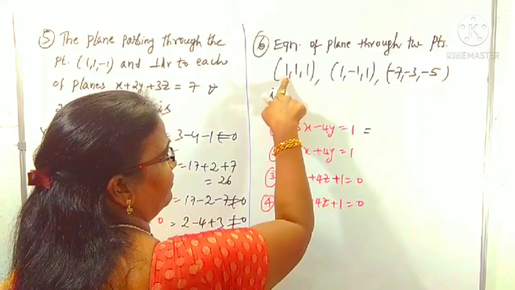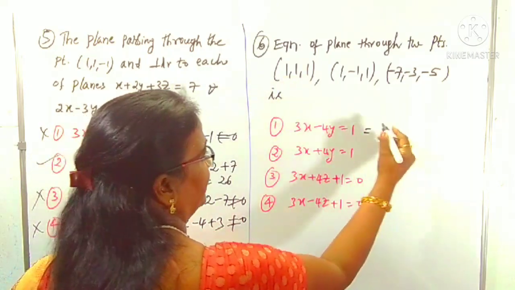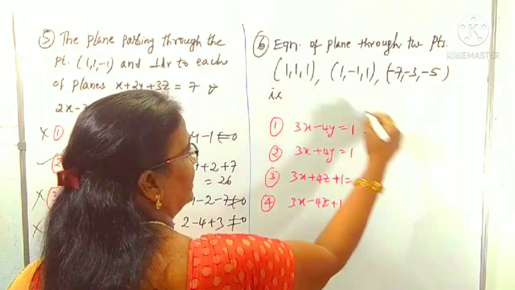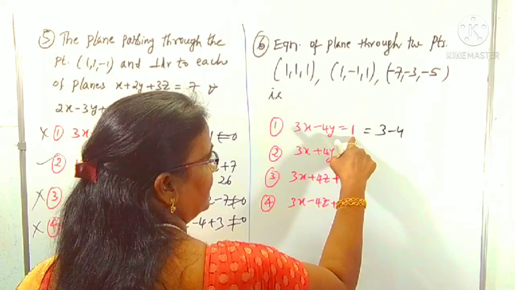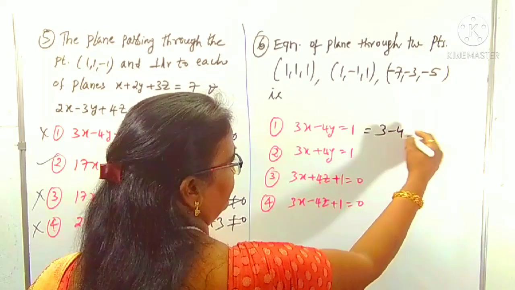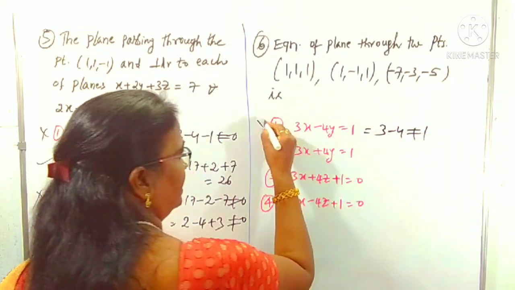First point is what? 3, 1, 1, 1. Substitute here. 3 into 1 is 3. Minus 4 into 1 is minus 4. 3 minus 4 is the easiest one. It should be 1, but what you got is minus 1. That is not equal to 1. It's not at all the first option.